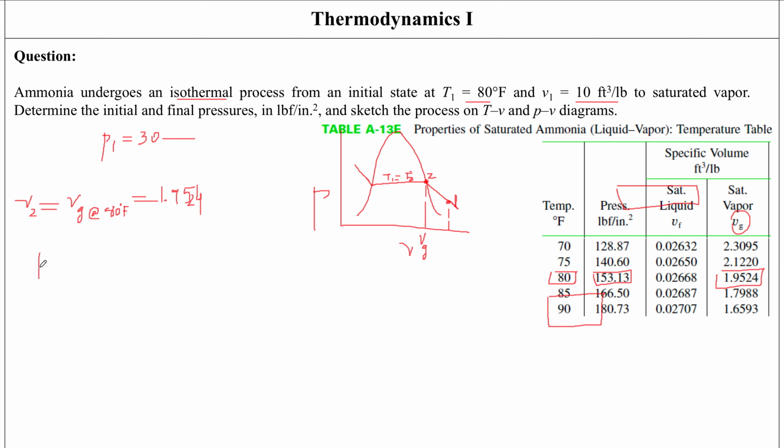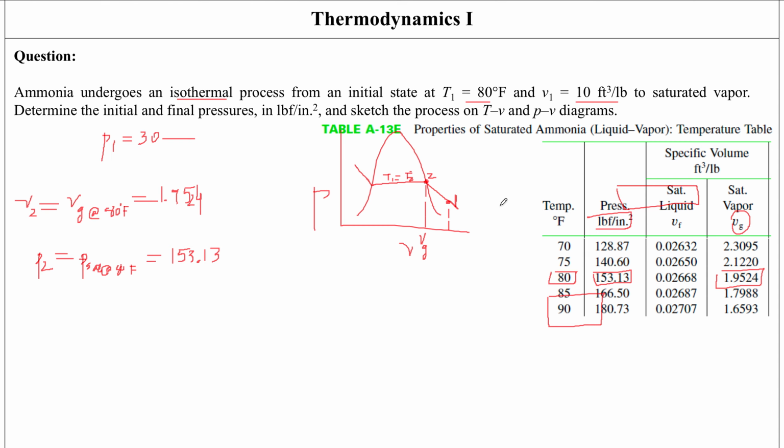So basically, your final pressure, which is P2, is going to be equal to the saturated pressure at 80 Fahrenheit. And that is 153.13 pound-force per inch square. So this is how you work it out.